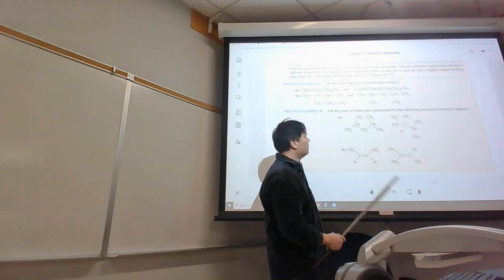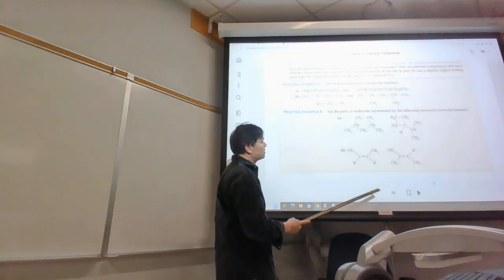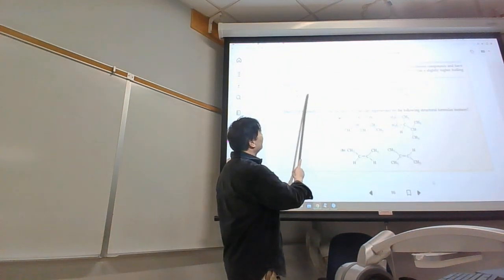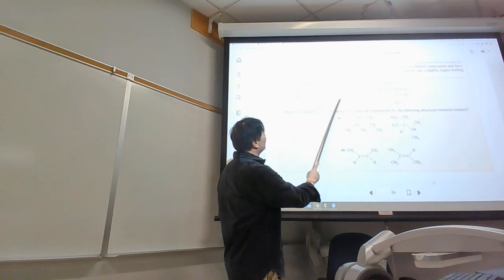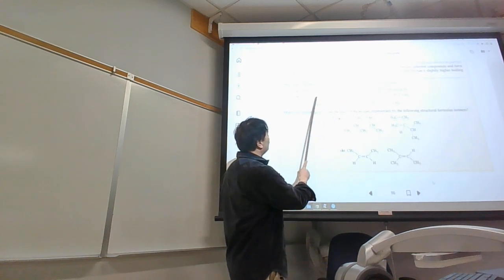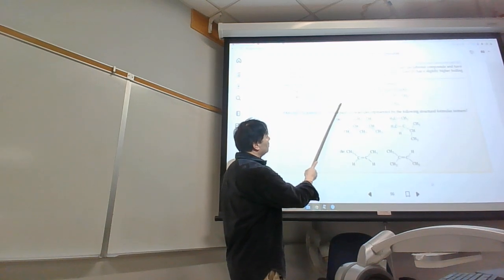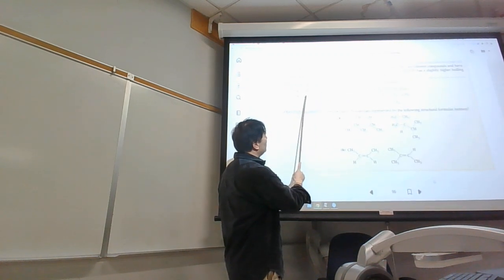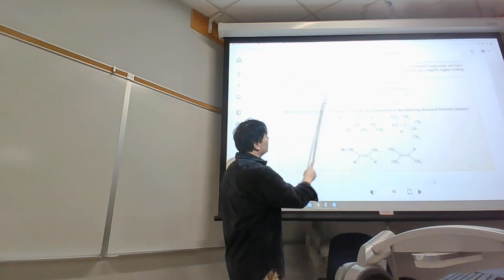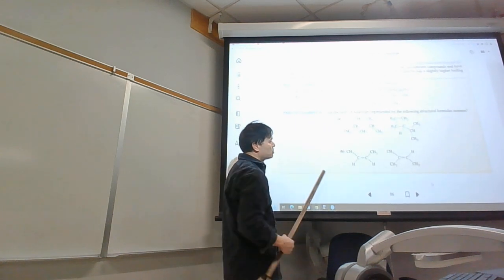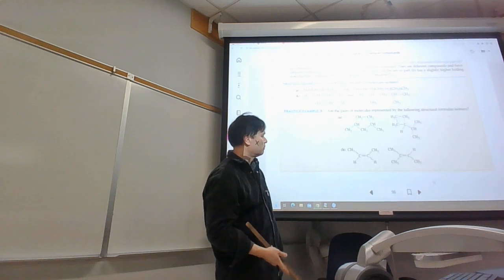Now, the way we number these is we try to get the smallest number. So here, if I did this, I could call it 1, 2, 3, 4. This could be 4-ethyl pentane. No, because it would be better to name this 2-ethyl pentane. And so we try to go for the smallest number.